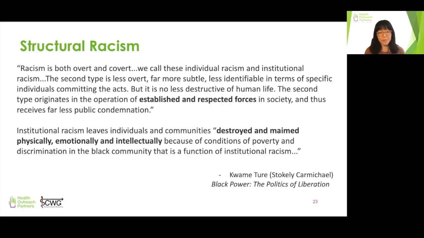The second type originates in the operation of established and respected forces in society, and thus far receives less public condemnation. So institutional racism, or like we're referring to as structural racism, leaves individuals and communities destroyed and maimed physically, emotionally, and intellectually because of conditions of poverty and discrimination in the Black community that is a function of institutional racism. Do you want to move to the next slide?